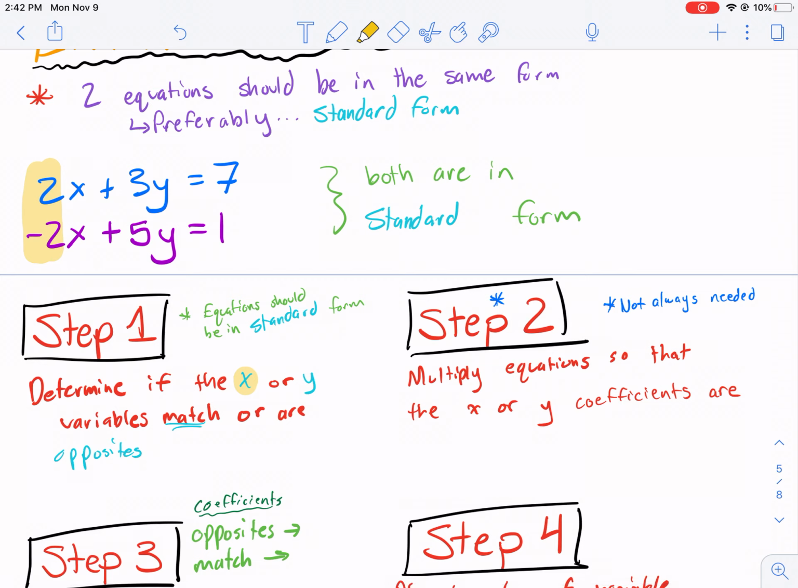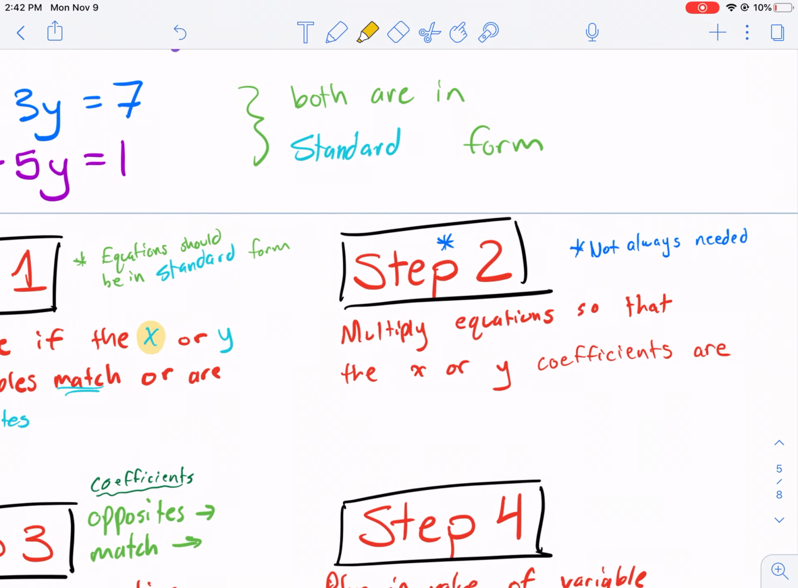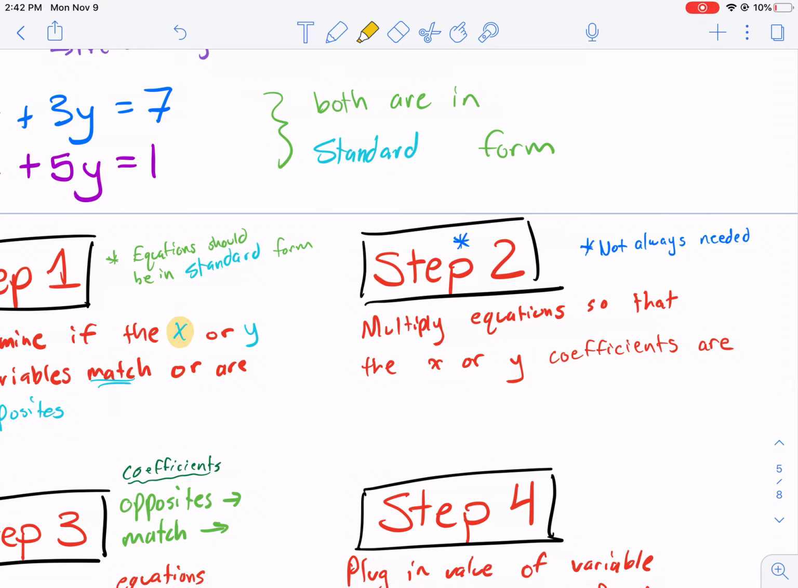Step 2, you don't always need it, but it's important that step 2 goes here in case you do. In this first example, we don't need it, but we're going to multiply equations so that the x or y coefficients are opposites (or matching). I'm going to put "or matching" in parentheses. I'm going to really emphasize the opposites method here today.